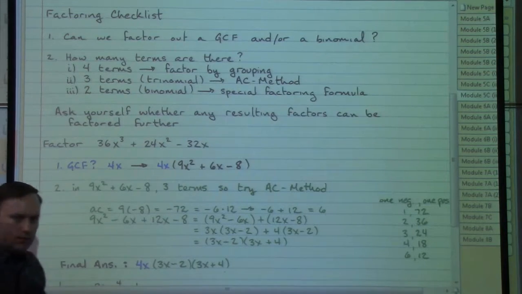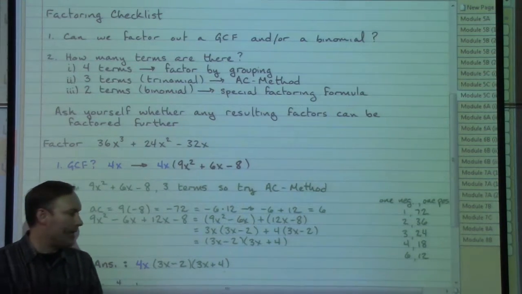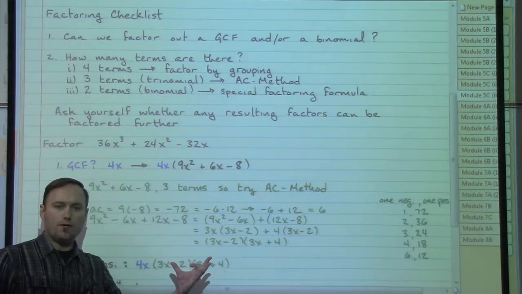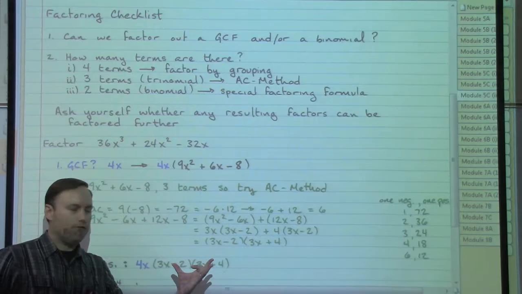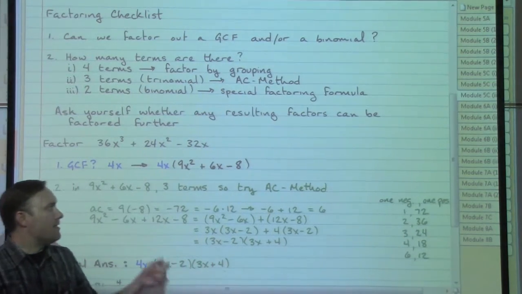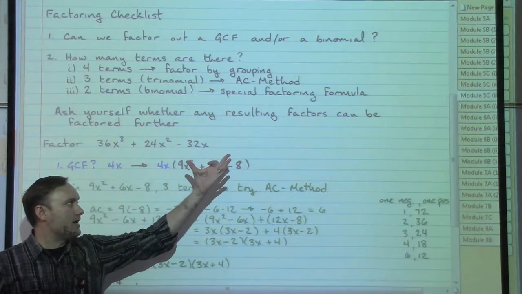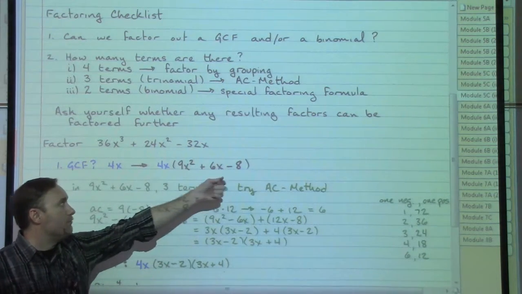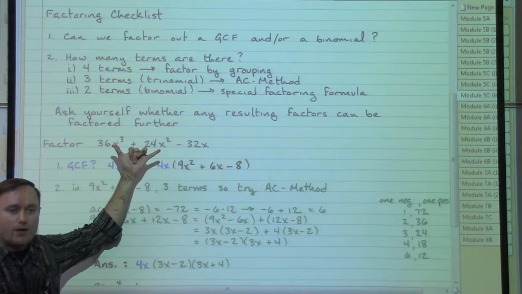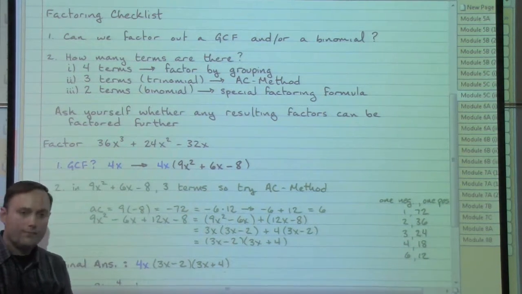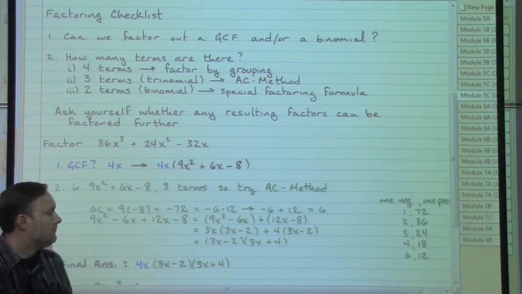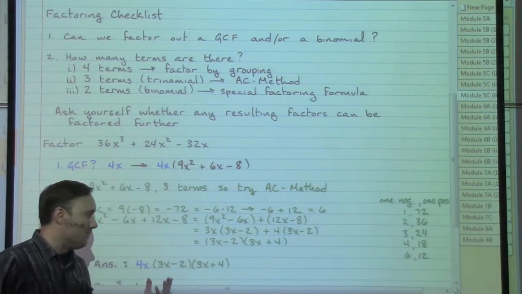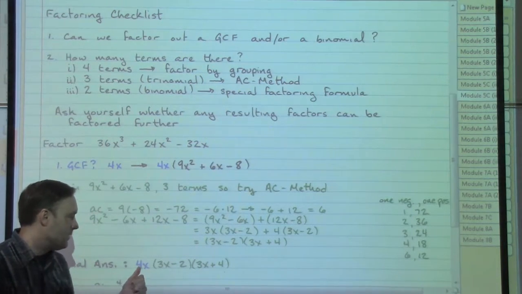If we check things, that is more complicated, but basically we're going to reverse what we've done. So we would take care of any foiling, foil that bad boy out, and then make sure that we get the 9x squared plus 6x minus 8. And then we go ahead and distribute the 4x to make sure that we get back to that original polynomial. And we do.